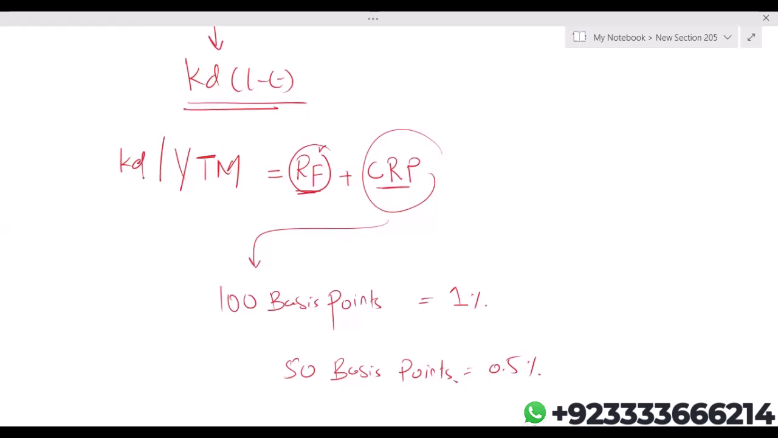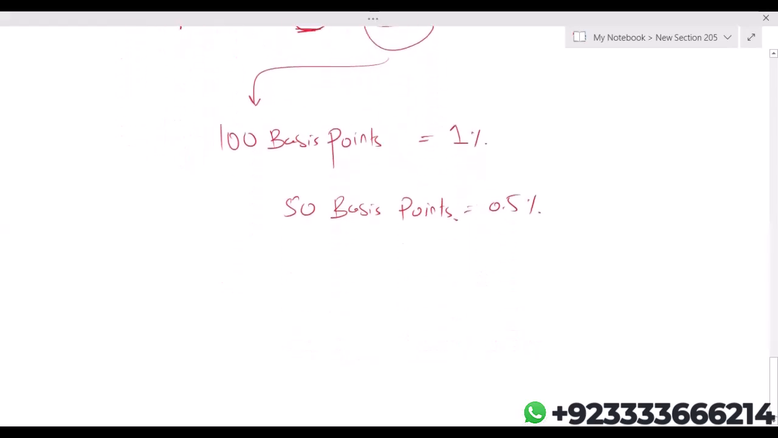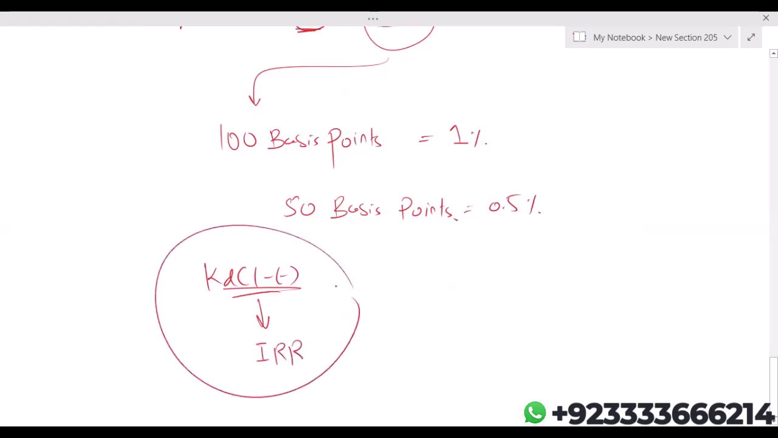But let me repeat again, the IRR approach of calculating KD(1-T) is not the first priority. First priority is always the YTM. But if YTM is not applicable, then we'll go for IRR. So KD(1-T) by using IRR. Now, everyone knows that the shortcut of IRR is available, so we'll be using the shortcut of IRR to calculate KD(1-T).